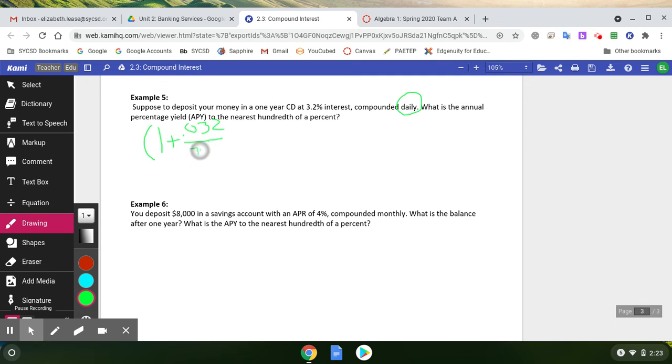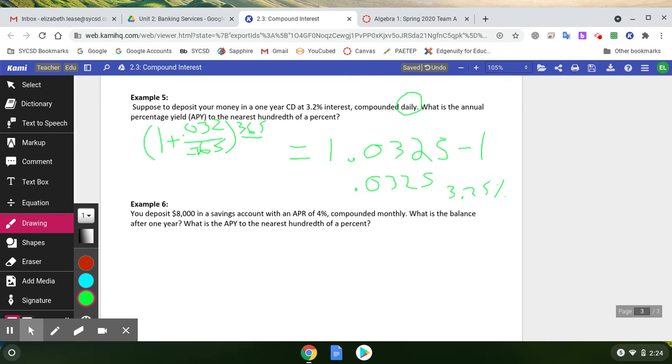1 plus 0.032 divided by 365, raised to the 365th power. Now, I don't need to multiply the exponent by anything since I'm basing this off of one single year. So then this amounts to 1.0325. So then if we subtract the 1, that tells us that our interest rate, or the percentage that we would earn in interest, is 3.25%.